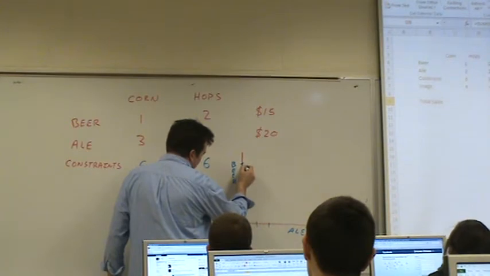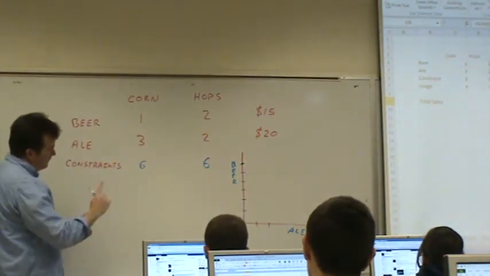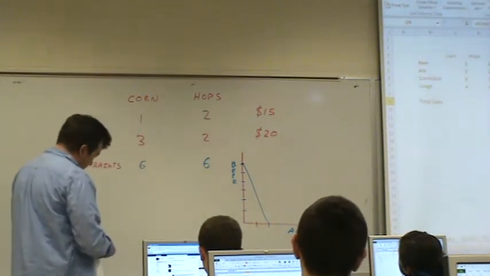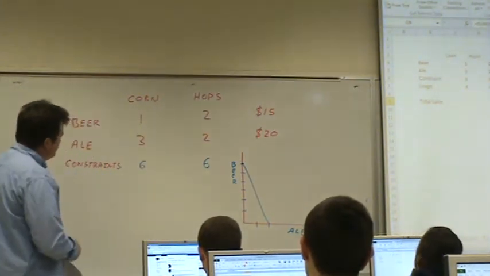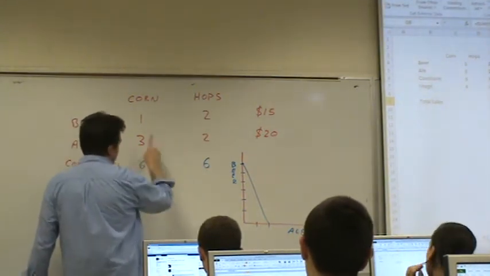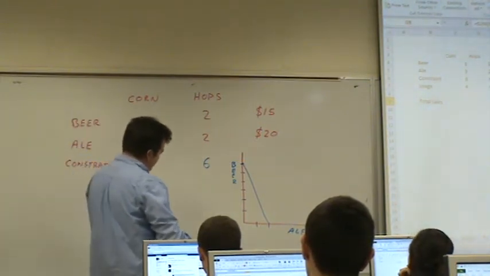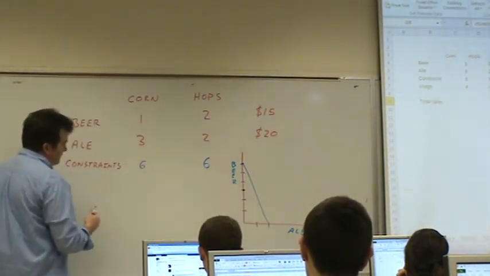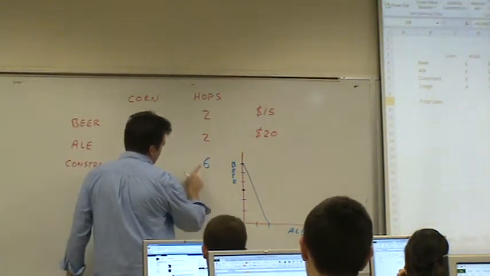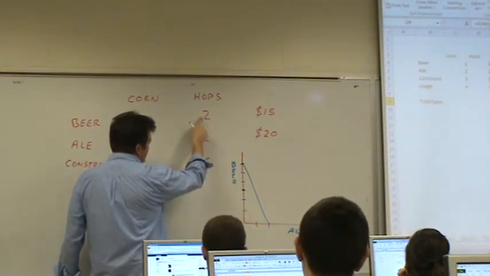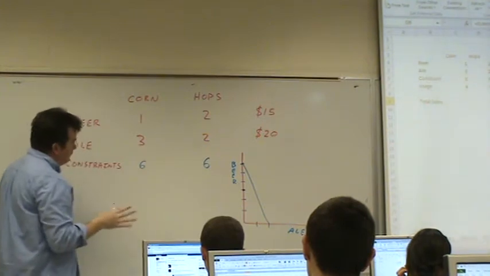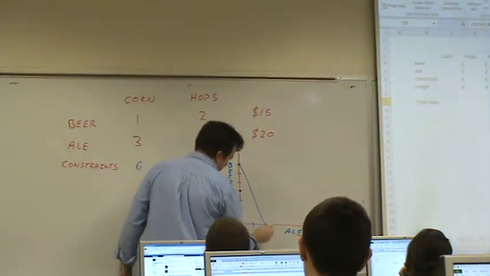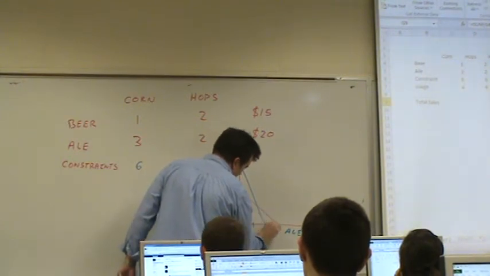So there's really like a straight line of how much of the corn we dedicate to beer and how much of the corn we dedicate to ale. So this would be a straight line from 6 up here to 2 down here. Then using the same idea for hops, if we dedicated all the hops to making ale, we could make 6 divided by 2 is 3 barrels of ale. And the other extreme would be 3 barrels of beer. So we take our 6 bushels of hops, 2 per barrel of beer, we could make up to 3 barrels of beer if we dedicated all the resources to beer. And if we dedicated all the resources to ale, it's the same thing, 6 divided by 2 would also be 3. So, we have a line something like this.